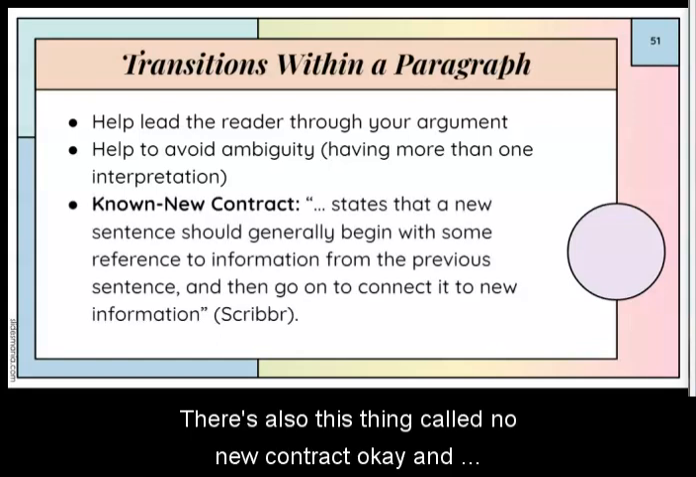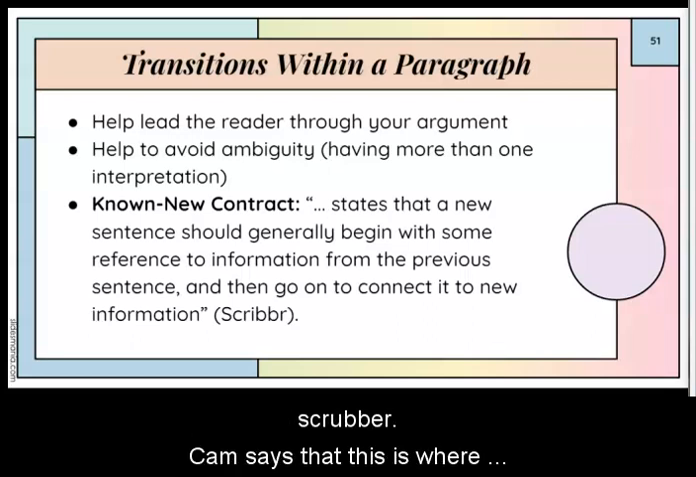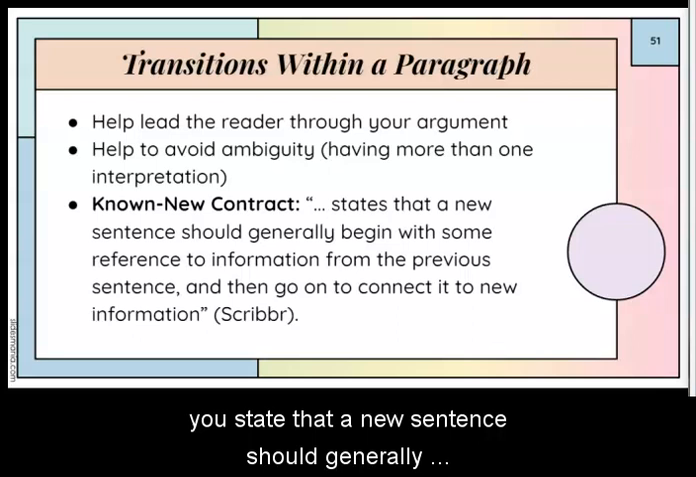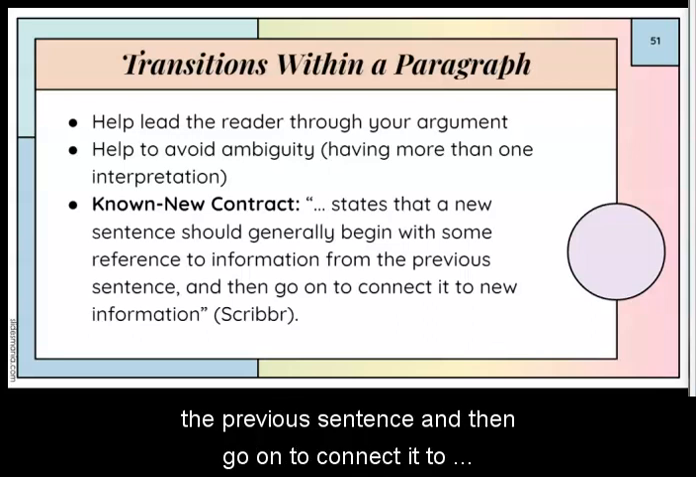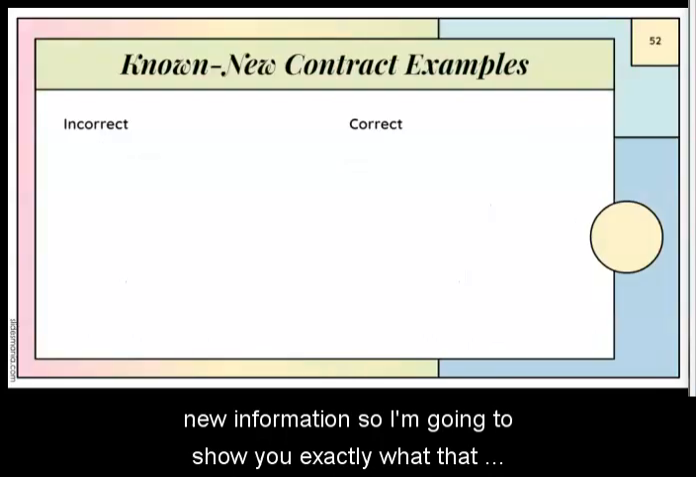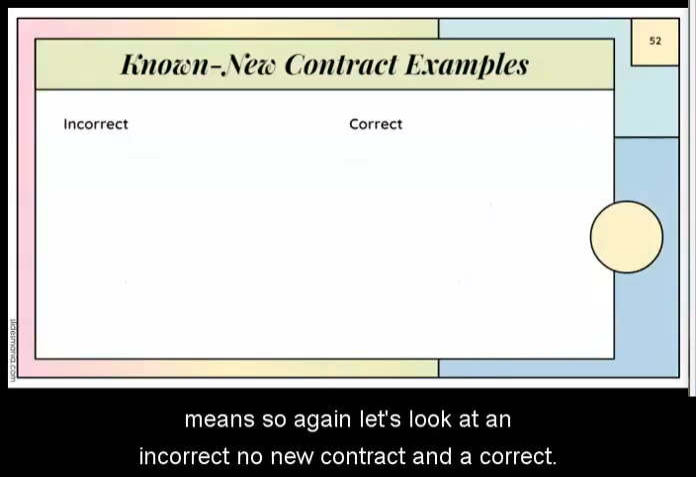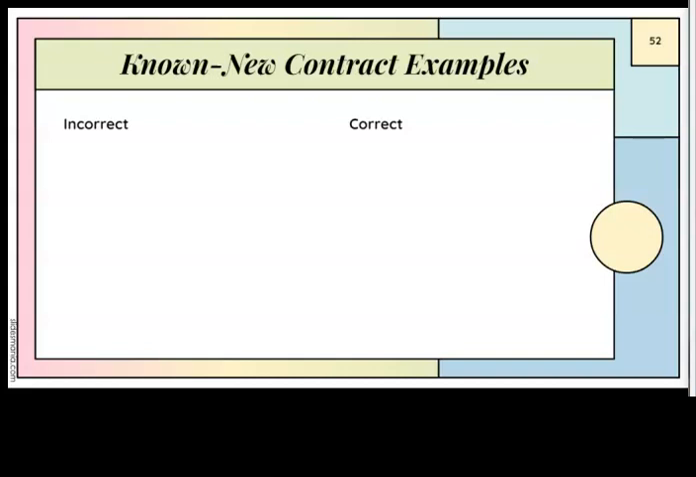There's also this thing called the known-new contract, okay? And Scribbr.com says that this is where you state that a new sentence should generally begin with some reference to information from the previous sentence and then go on to connect it to new information. So I'm going to show you exactly what that means. So again, let's look at an incorrect known-new contract and a correct one.